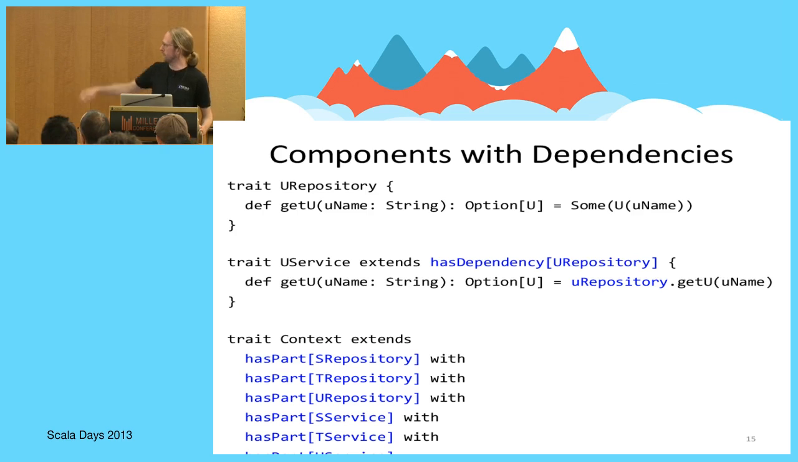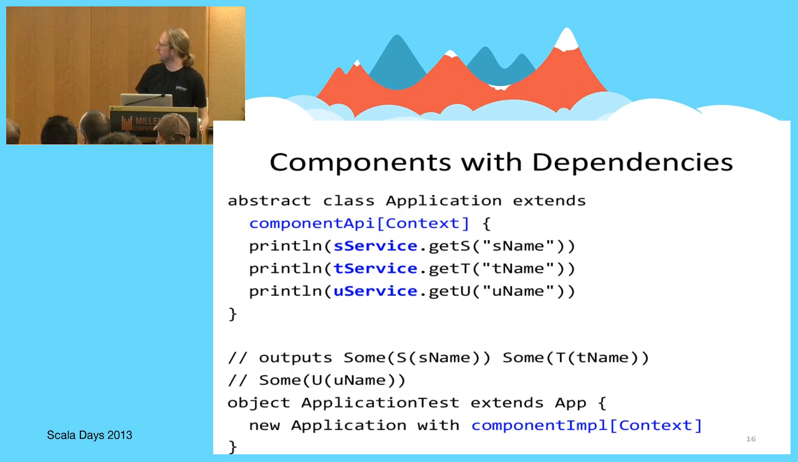So in my context, I'm going to extend my context to have 3 more services inside of it. And now when I run the component, this application example is the same as before, except I'm testing the services now instead of the repositories. I get the expected output. Up at the top, the services are abstract. At the bottom with the component impl, they're given the default implementations. And that's the point where the U service's dependency on the U repository is satisfied, because the component implementation puts them all together.